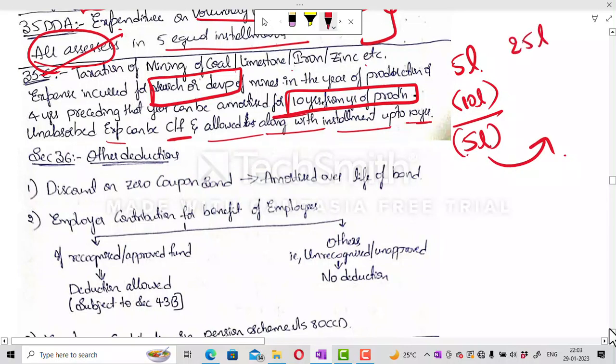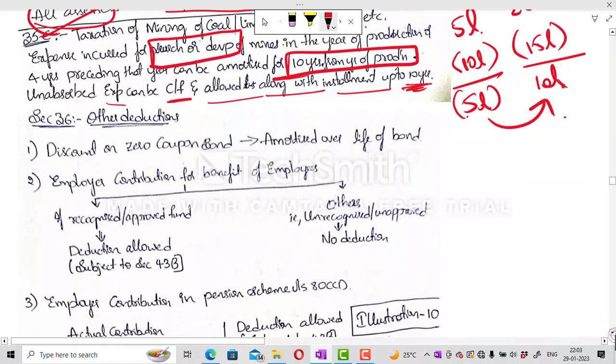See, suppose here 25 lakhs is the income. Here this year 10 lakhs plus last year 5 lakhs, 15 lakhs we can take as that expenditure, and we get 10 lakhs as the income. Okay, but it is only eligible for 10 years, not an indefinite period of time, maximum up to 10 years. So till 10 years, wherever income is there, you can deduct with that income.